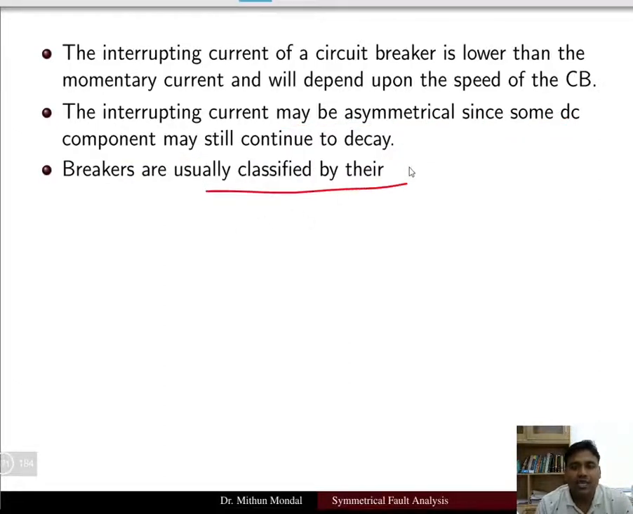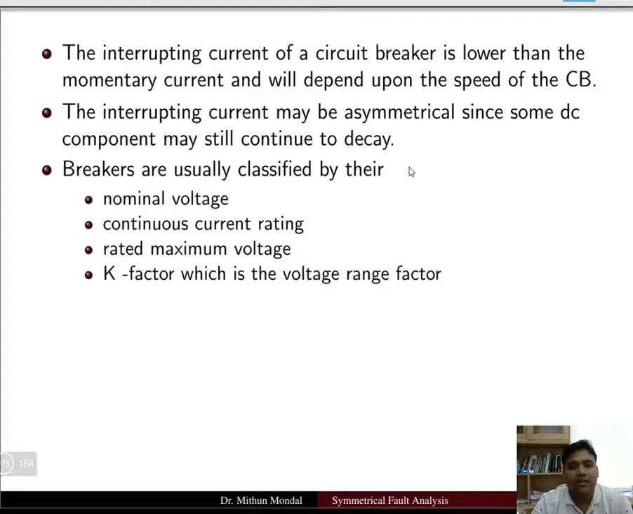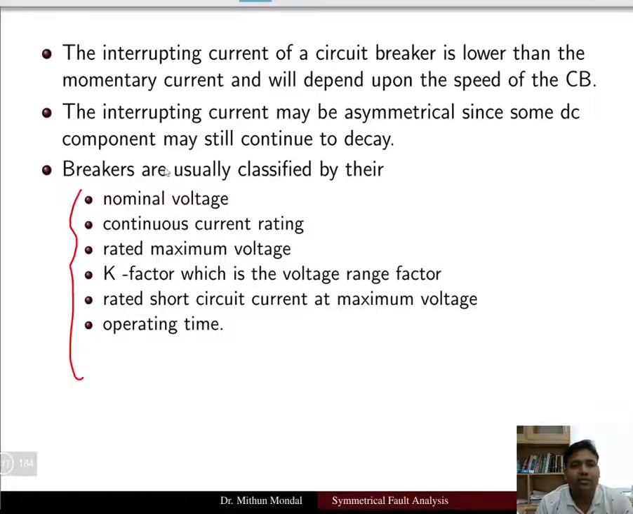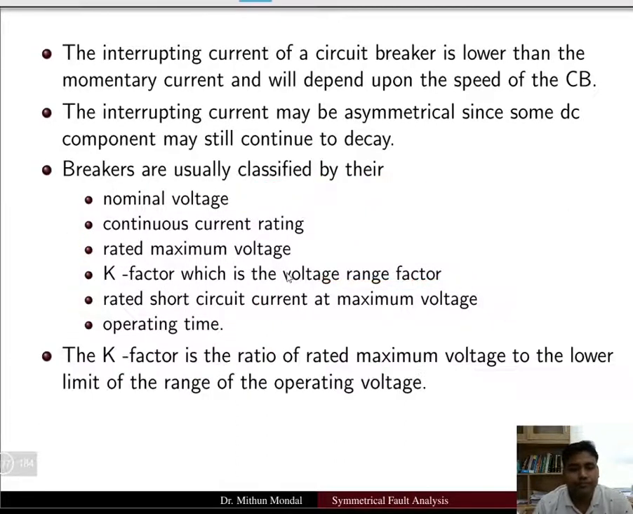Breakers are usually classified by their nominal voltage, continuous current rating, rated maximum voltage, K factor, which is the voltage range factor, rated short circuit current at maximum voltage, and the operating time. So these are basically the characteristics with which the breakers are classified. What is the nominal voltage? What is the continuous current rating? Rated maximum voltage? What is the K factor, which is the voltage range factor? Rated short circuit current at maximum voltage, and the operating time.